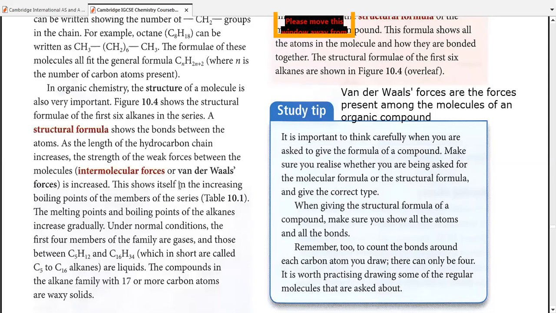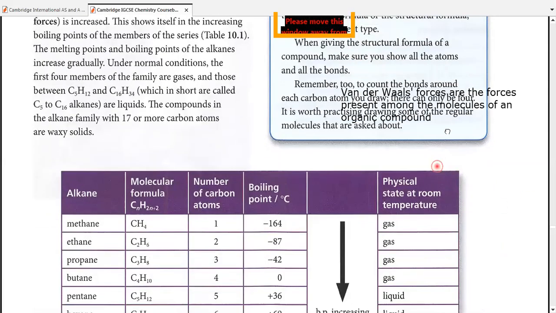Yes, good. So the thing he's trying to talk about here by discussing these van der Waals forces is that when these forces are increased, the boiling points of the members of the series also increase. Not just the boiling points, the melting points and the boiling points both increase gradually. So what we are going to do over here is discuss this table.